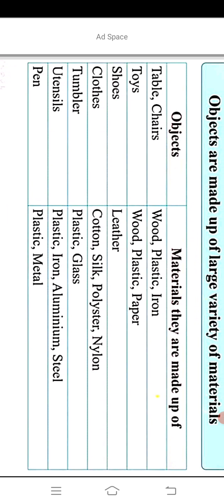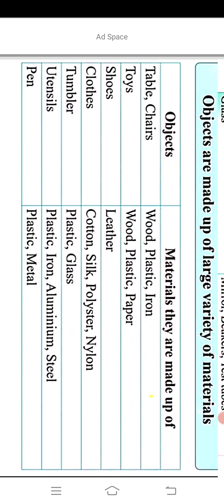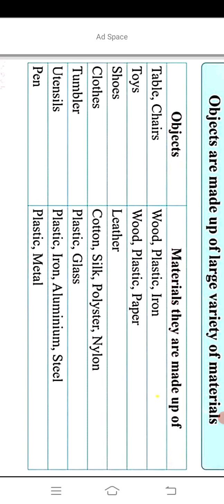Objects are made up of a large variety of materials. See, table, chair. Table and chair can be made up of wood, plastic or iron. Okay, so table and chair can be made from wood, plastic and iron also.